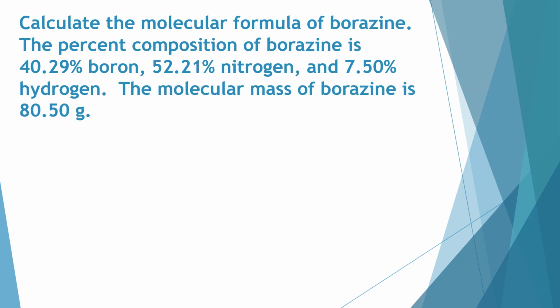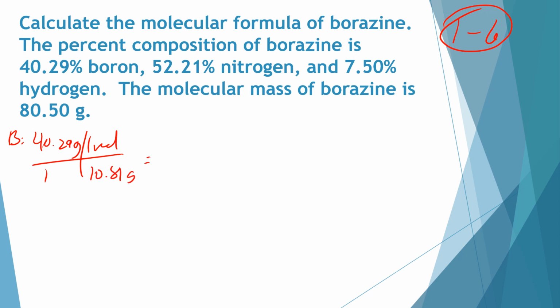Calculate the molecular formula of borazine. The percent composition is given, and the molecular mass of borazine is 80.50 grams. If you notice, it wants the molecular formula, but it does not give us the empirical formula. That means this has to be steps 1 through 6 because we're not given the empirical formula. So, boron, 40.29 grams divided by the molar mass of it.